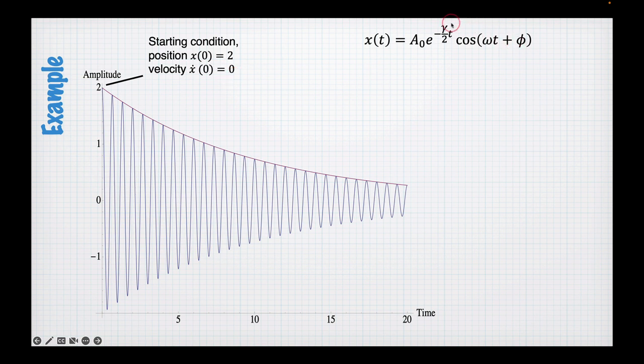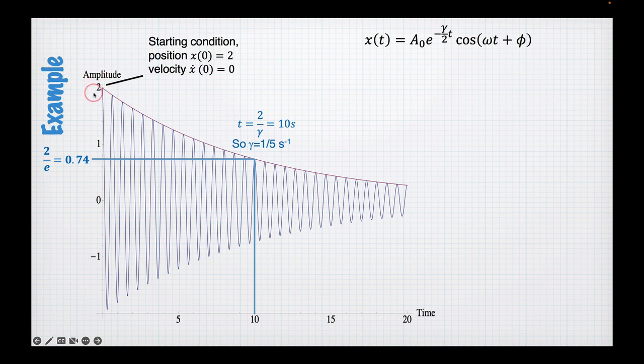Let's first find the decay rate, gamma. We can do that by looking at this amplitude out the front here and finding the time at which the amplitude has decayed by a factor of e. That will occur when this exponent here is equal to 1, which means that the time must be equal to 2 divided by gamma.